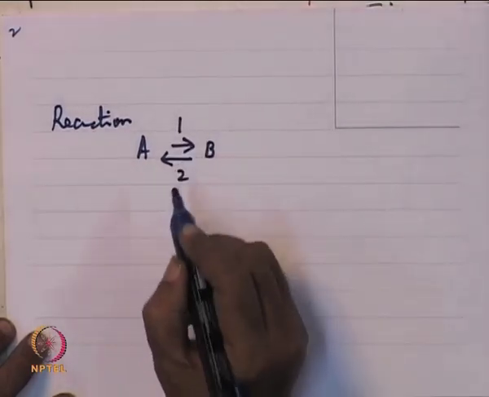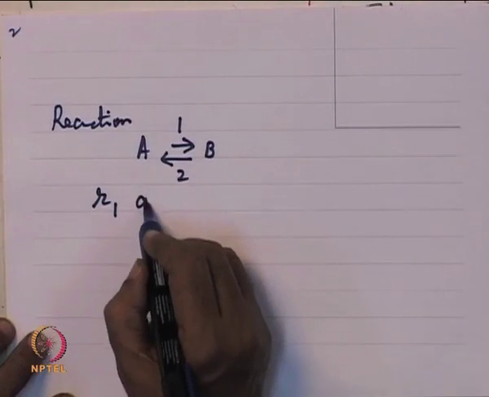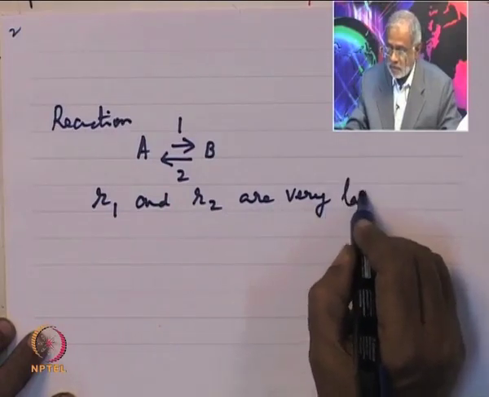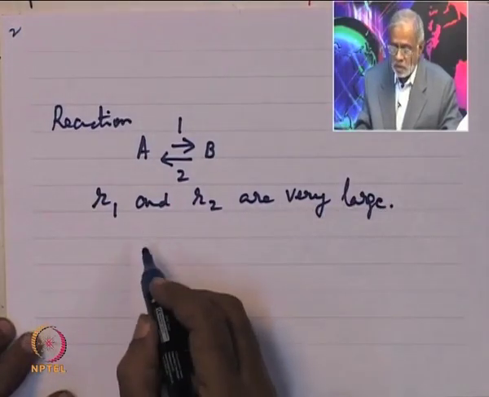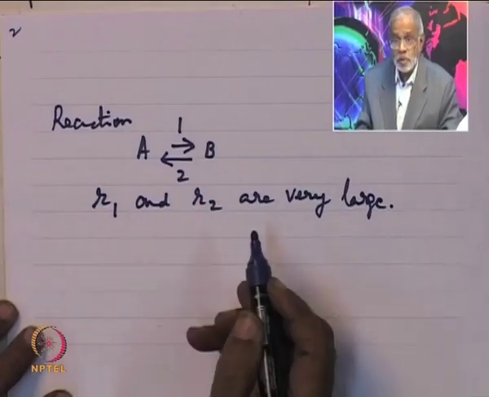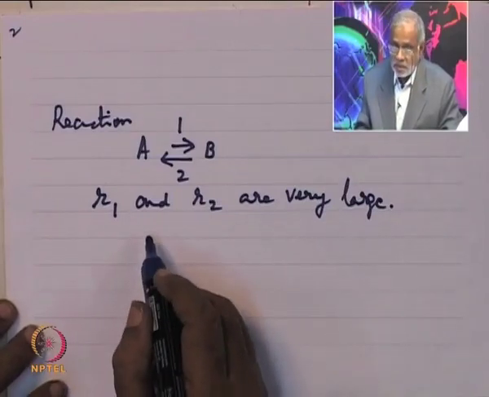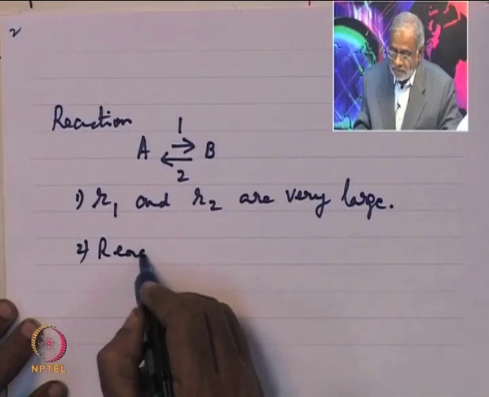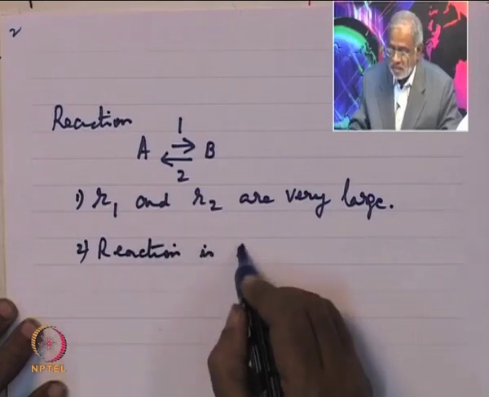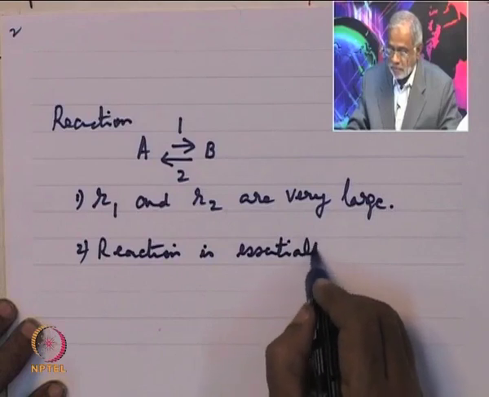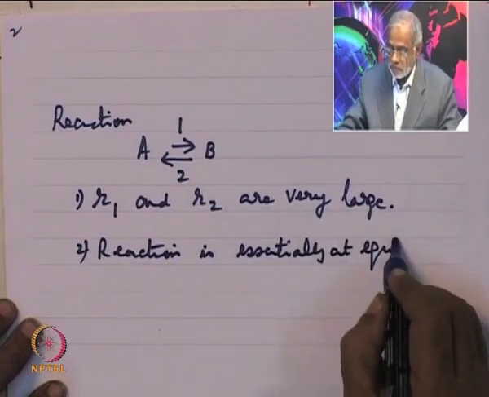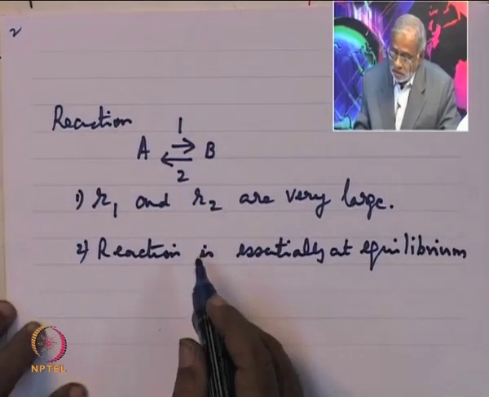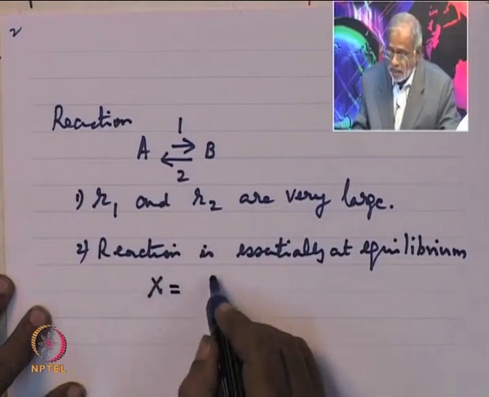That reaction, R1 and R2 are very large. We can also say that R1 and R2 are such that it is in equilibrium. In other words, this is one way of looking at it. The other way of looking at it, the reaction is essentially at equilibrium. Equilibrium. Which means what?